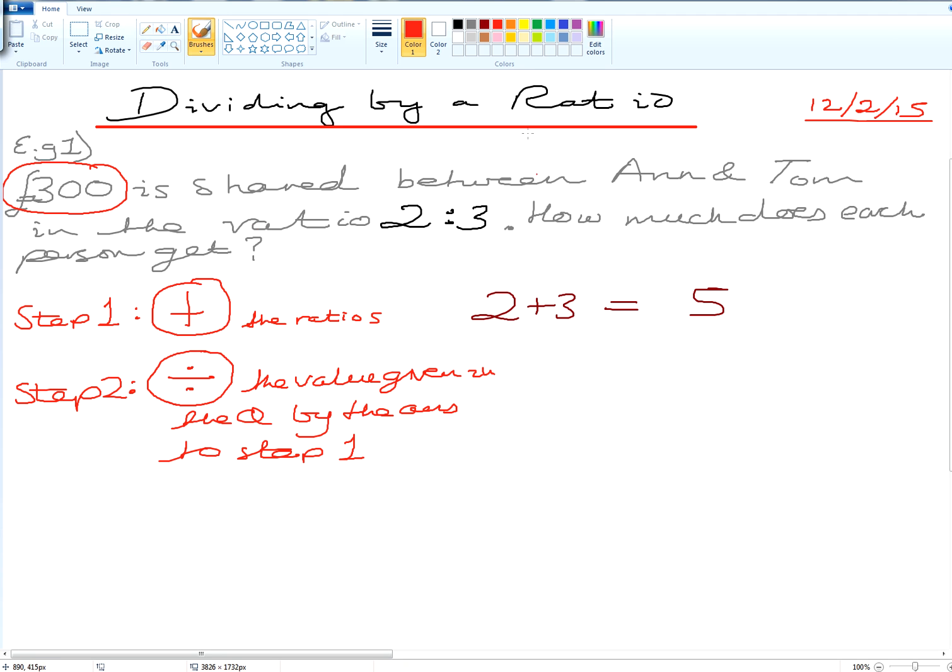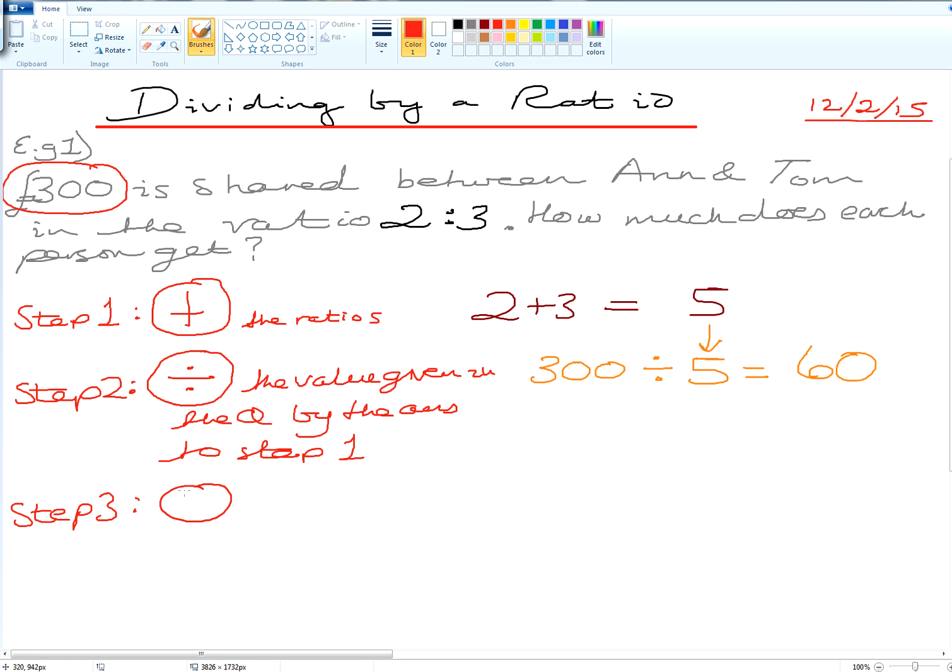300. So we get our 300, and then we divide it by the answer to part 1. What is the answer to part 1? 5. So then that gives us an answer of 60. Lovely. Step number 3 now. Nearly finished. Once you've done it once or twice, you'll see how nice and straightforward it is.